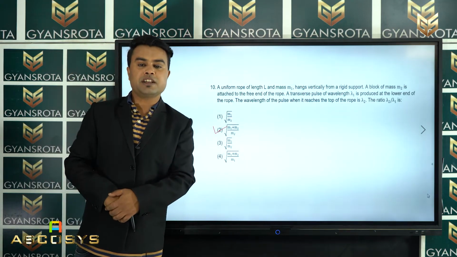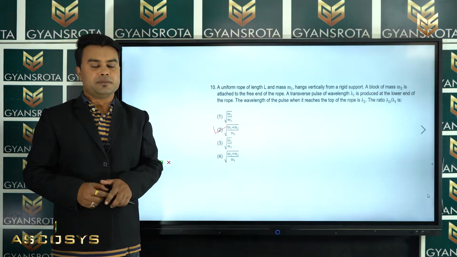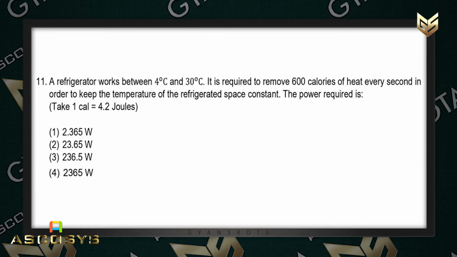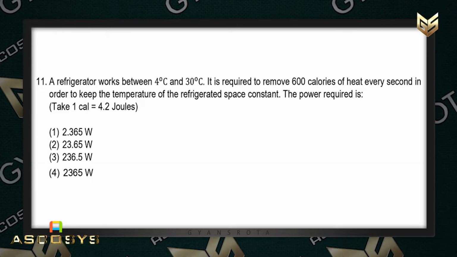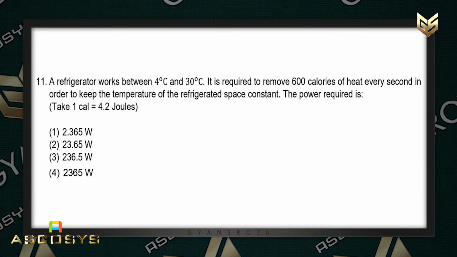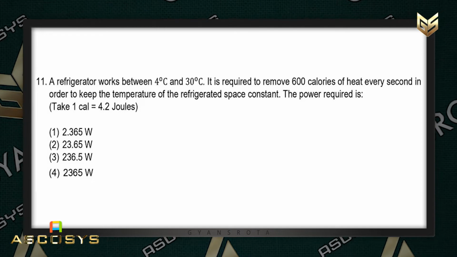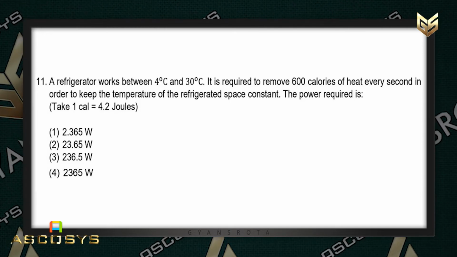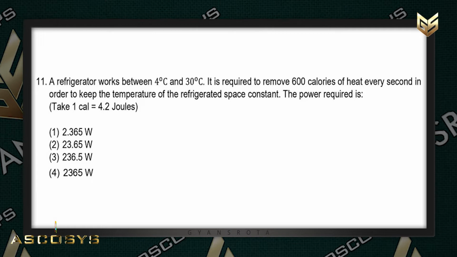Now let us move to the next question, that is question number 11. A refrigerator works between 4 degrees Celsius and 30 degrees Celsius. It is required to remove 600 calories of heat every second in order to keep the temperature of the refrigerator space constant. The power required.